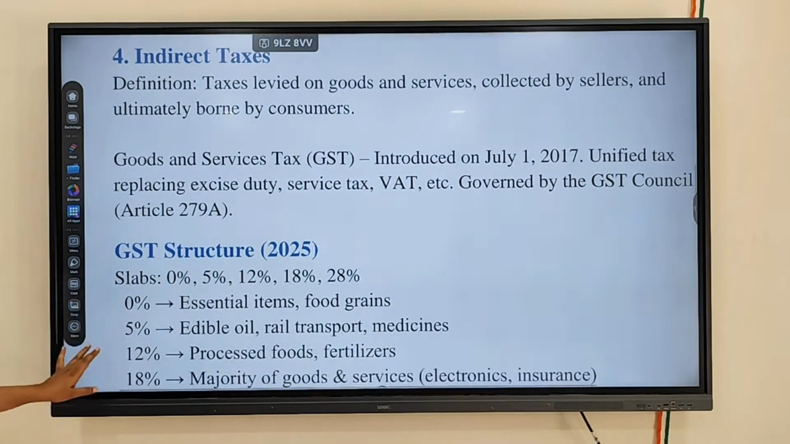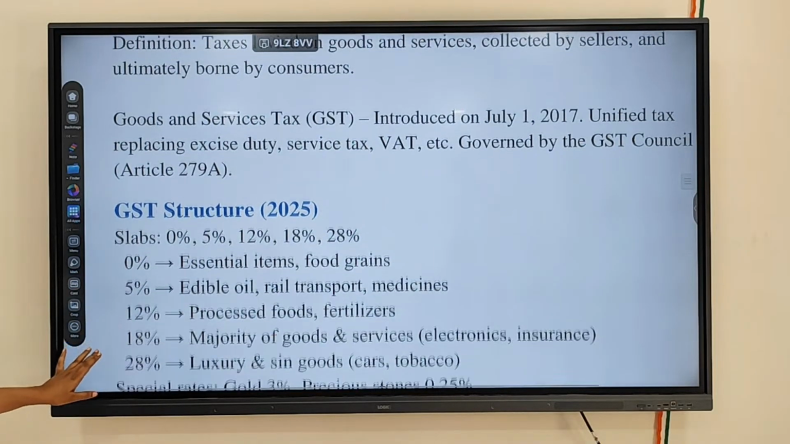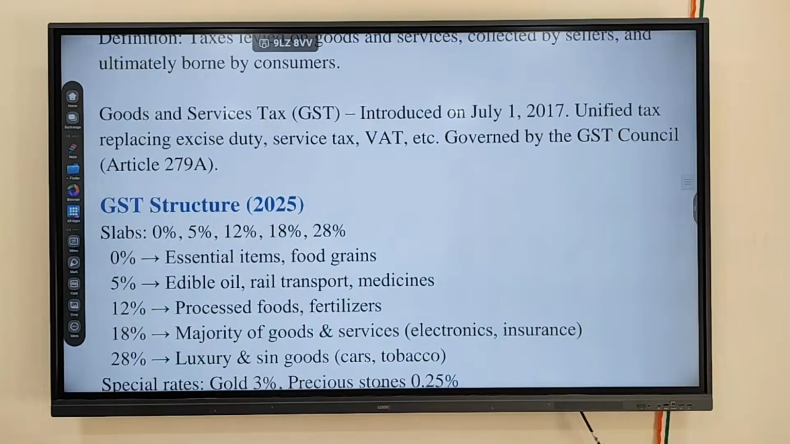What is GST? Goods and Services Tax. This Goods and Services Tax was introduced in India on July 1, 2017. It came into force. It was introduced and passed during the BJP government. But the Congress party condemned it, saying this is not a Goods and Services Tax, this is a Gabbar Singh tax.